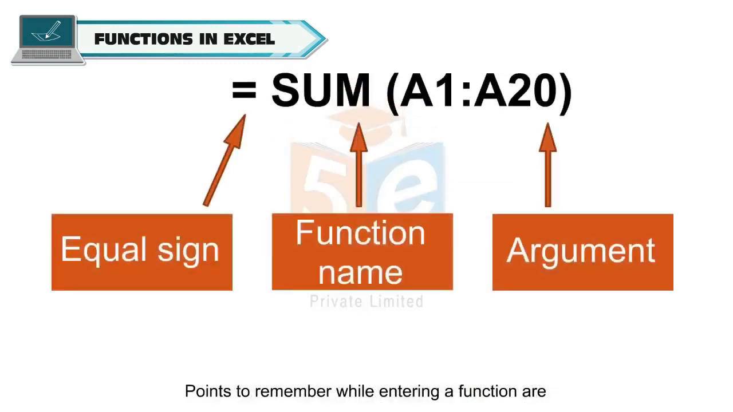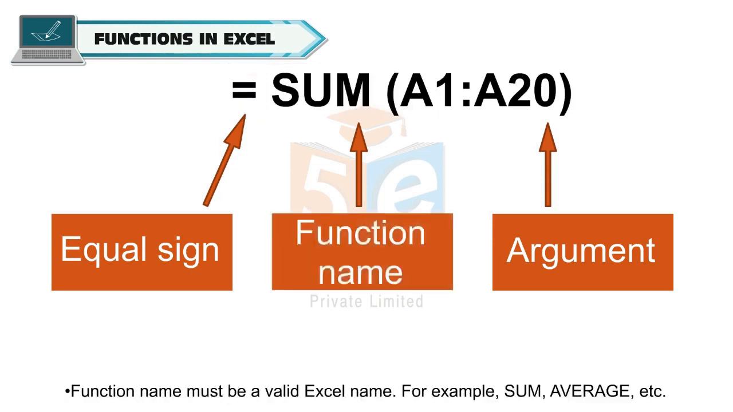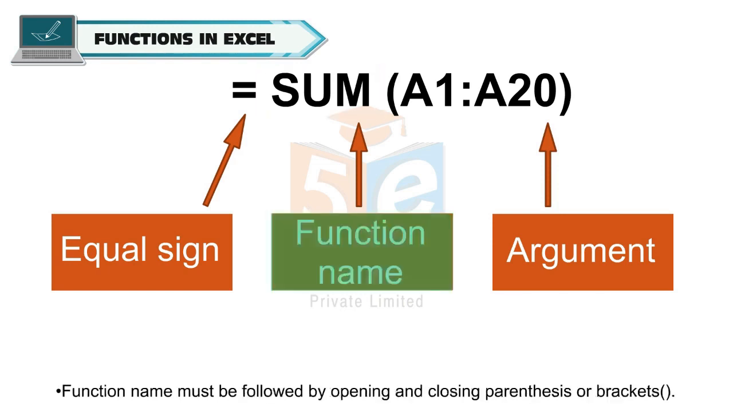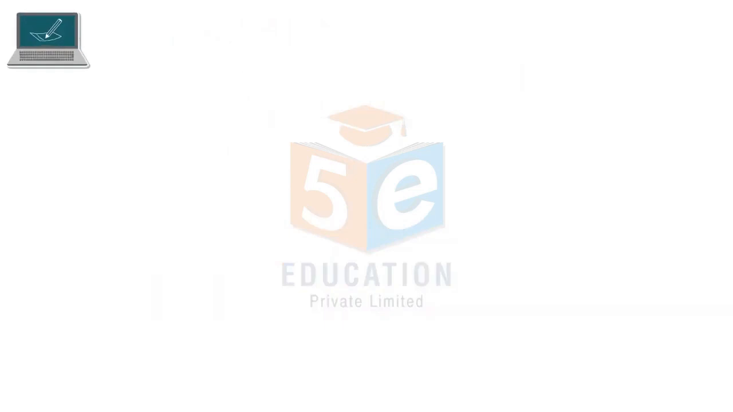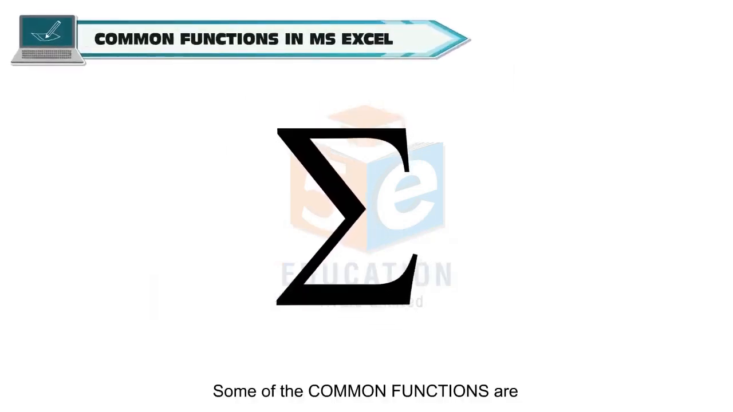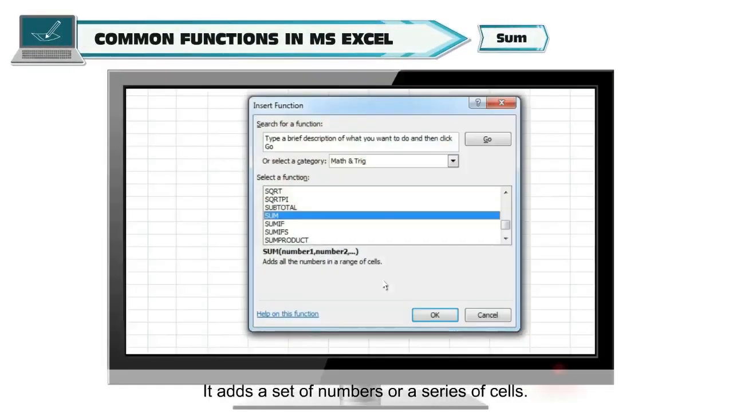Points to remember while entering a function are: all functions must begin with an equal to sign. Function name must be a valid Excel name, for example, sum, average, etc. Function name must be followed by opening and closing parentheses or brackets. Parentheses must contain arguments within it. Some of the common functions are: sum.